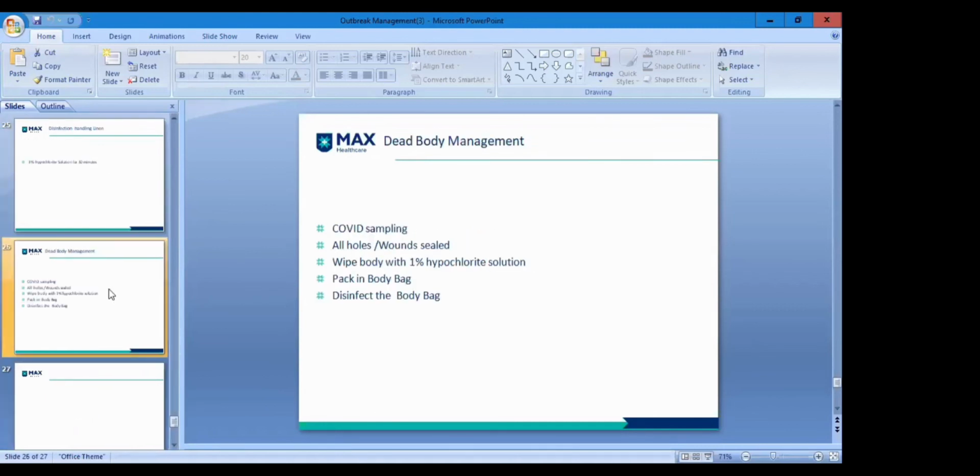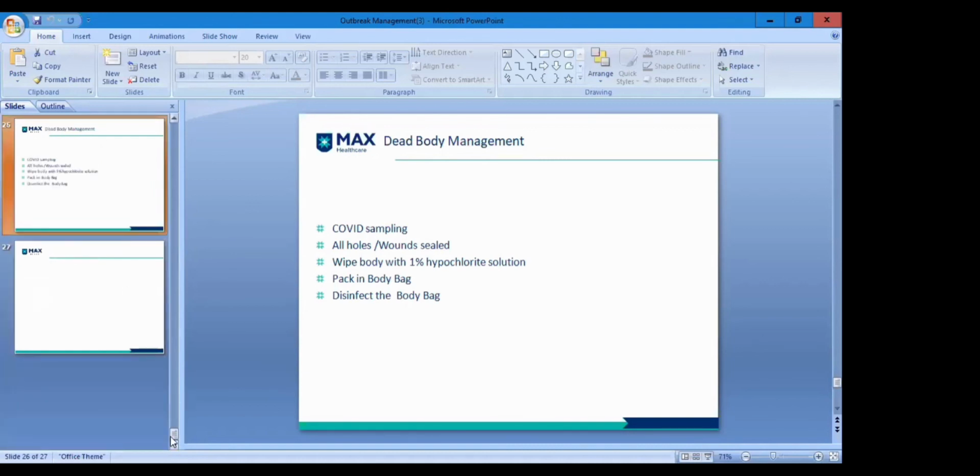And dead body management was important. All holes had to be sealed. COVID sampling needed to be done. The body was wiped with 1% hypochlorite solution, then packed in a body bag, and the body bag was disinfected. So this was a major outbreak and a pandemic which was going on, and these were the guidelines for dead body management. That is what I have to say about this outbreak management.